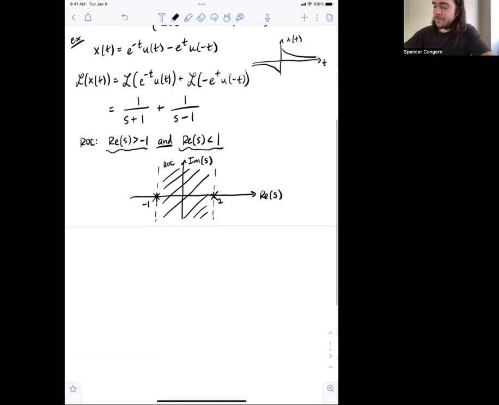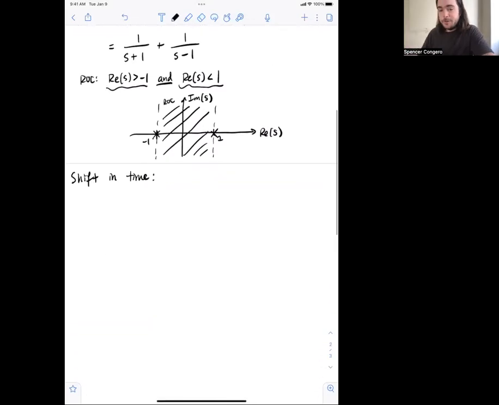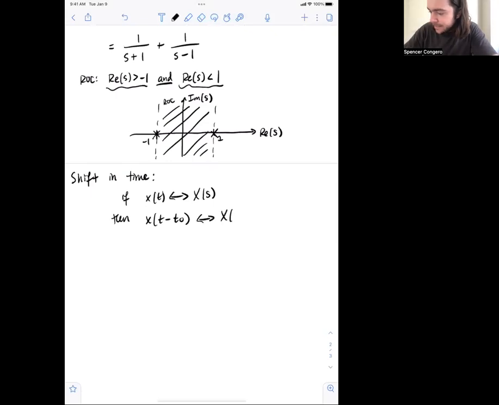All right, so for the rest of the properties, I'm not going to worry about the ROC. I'm just going to write down the Laplace transform properties so that you're aware of them and can use them. We're going to be using these very similarly to how we use the Fourier transform properties, and you'll see they're very similar in form. So if x of t has Laplace transform X of s, then what happens when I shift in time? Well, I get X of s times e to the negative s t naught. Remember for the Fourier transform, we just had j omega right there instead of s.